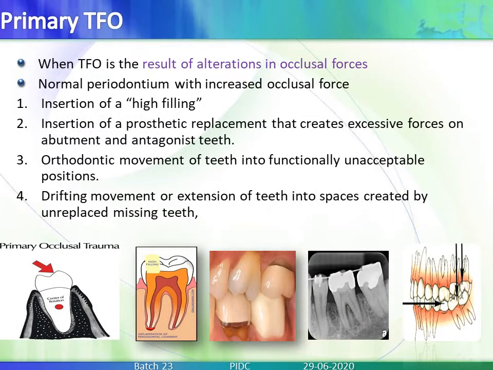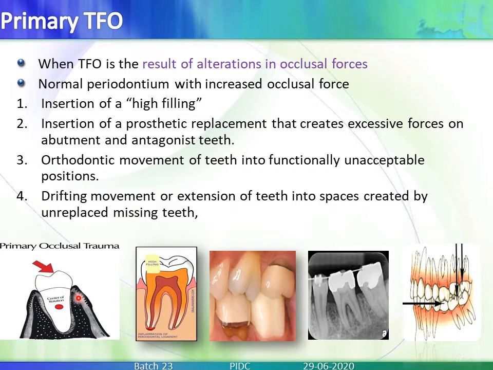Next, coming on to the difference between primary and secondary trauma from occlusion. Primary trauma from occlusion occurs when the trauma is the result of an alteration in the occlusal forces. Here you can see that the bone level around the teeth is fully present, but when there is a change of occlusal forces, it could result in trauma from occlusion of the adjacent structures.